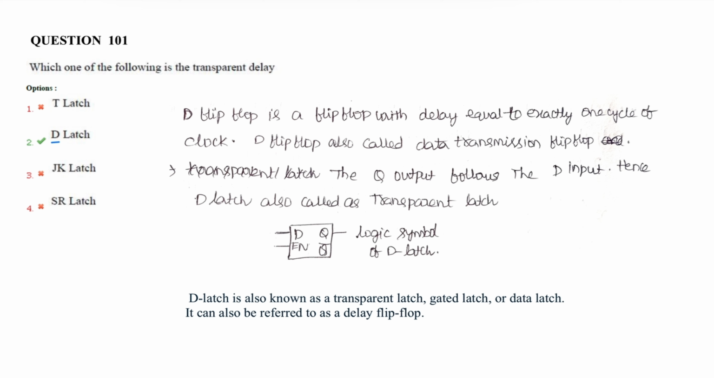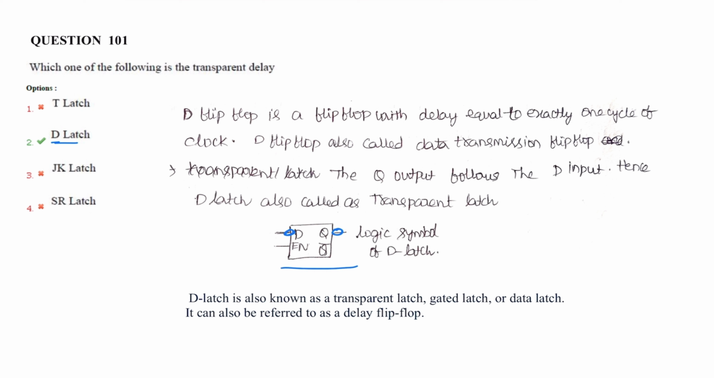Next, question number 101. Which of the following acts like a transparent delay? That is the D latch. A D latch or D flip-flop is a flip-flop with a delay element where the delay is exactly equal to one cycle of the clock. D flip-flops are also called data transmission flip-flops. The Q output follows the D input. This is the logic symbol of the D flip-flop.